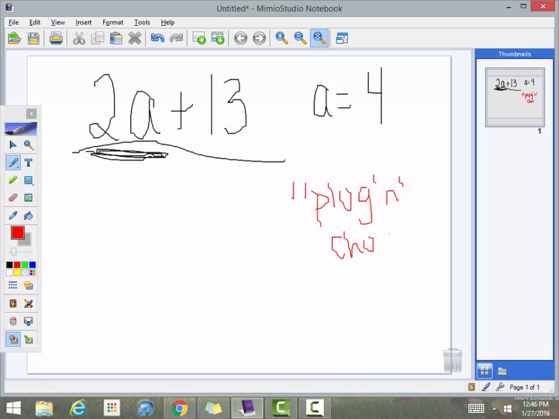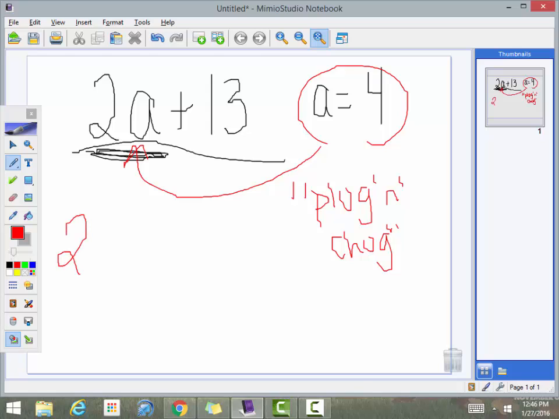In order to solve this, we're going to apply the plug-in-chug method. That means we're going to take the value of a and plug it right in to where a is found in the equation. When I rewrite it, we have to keep in mind that that 2a represented multiplication. If you don't put a times sign, it kind of looks like 24, and that's a big no-no. So I'm going to put my multiplication sign there, and now I've just plugged in the value for a.